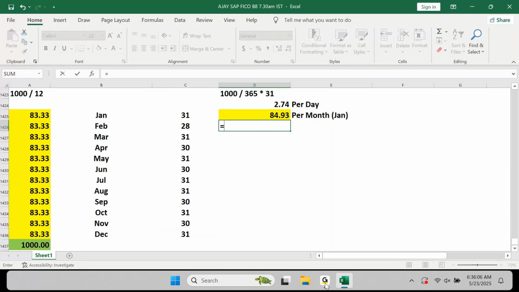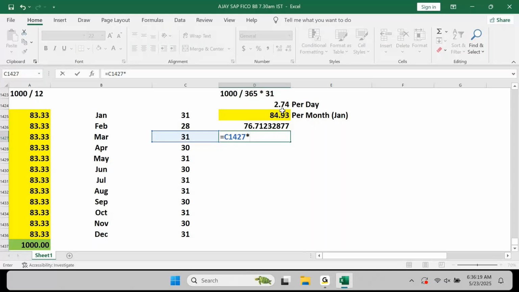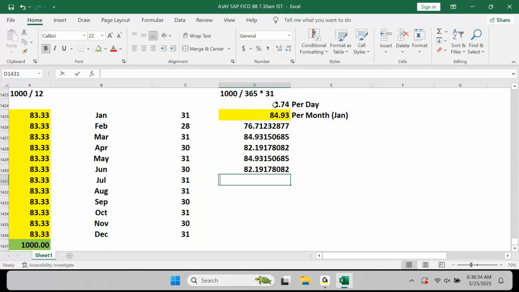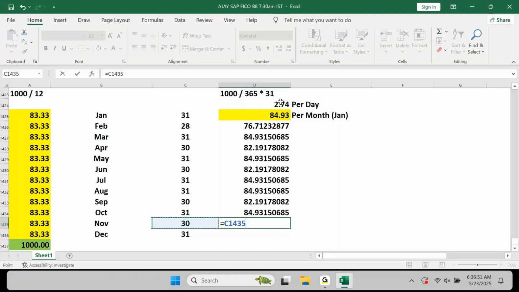You have to simply take the number of days multiplied by per day depreciation. Same thing every month: number of days into per day. 31 days into 2.74, 30 days into 2.74, 31 days into 2.74.